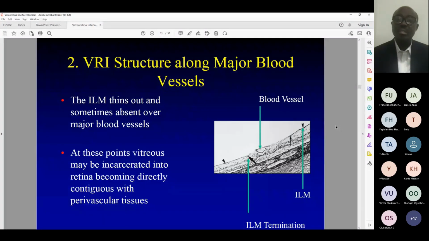The central semicircular structure is a blood vessel, the pointing arrowheads are the internal limiting membrane, and the arrow is a termination of the internal limiting membrane, showing that the ILM doesn't go around blood vessels. It terminates at a certain distance from major blood vessels. And at these points, vitreous may become incarcerated directly into the retina, becoming contiguous with the perivascular tissues. All these will be explained further as we move into disorders. Next slide, please.